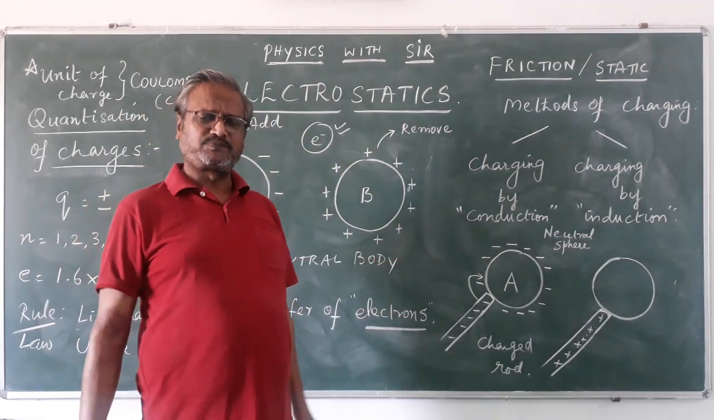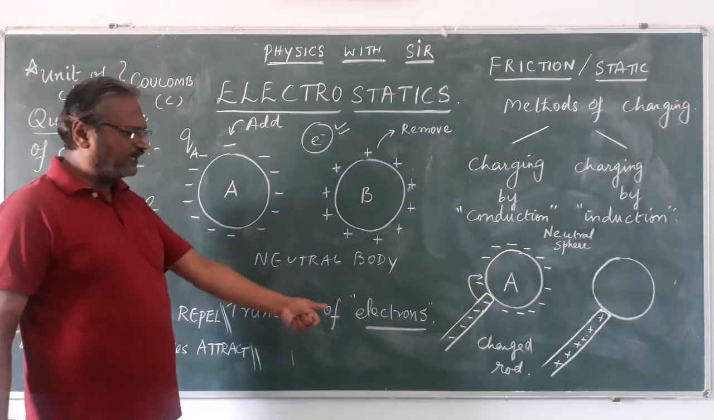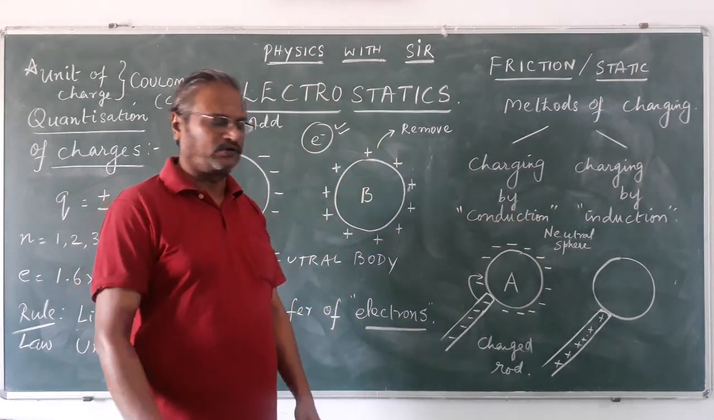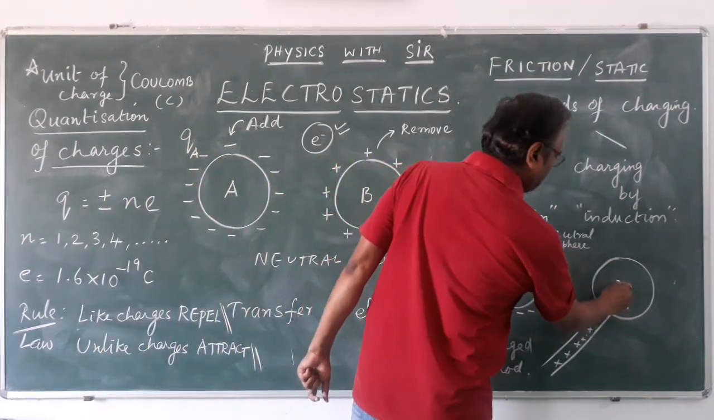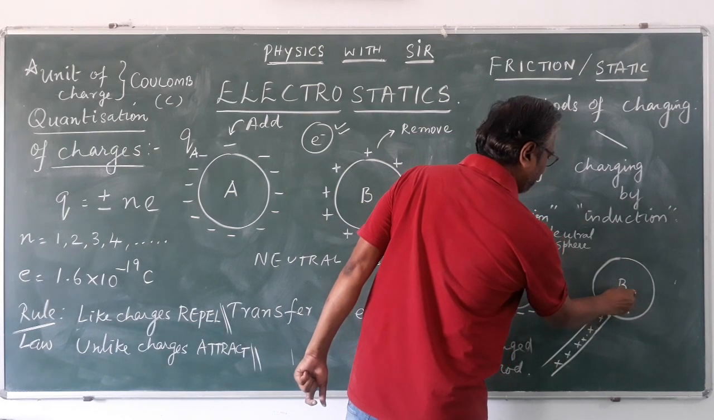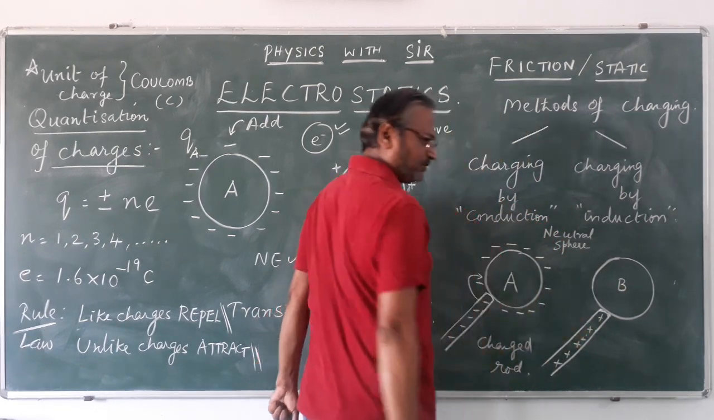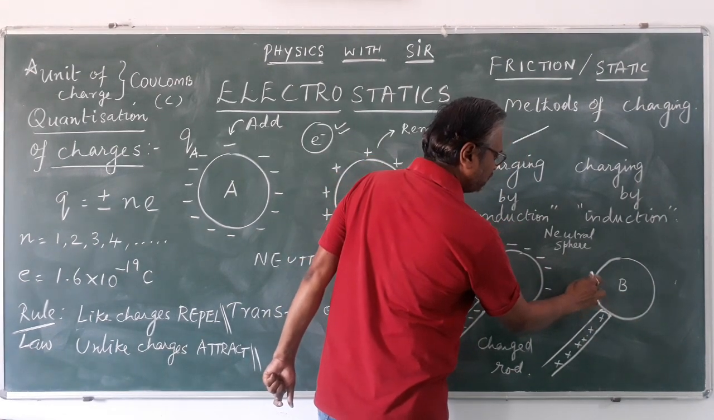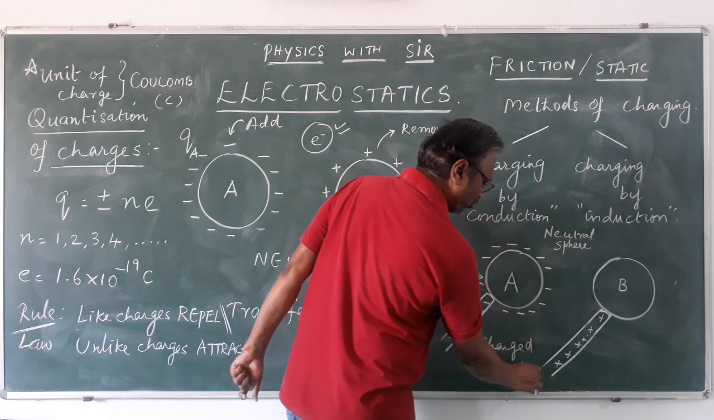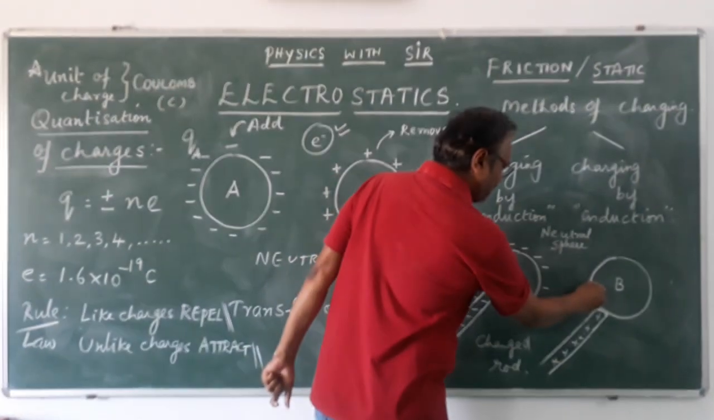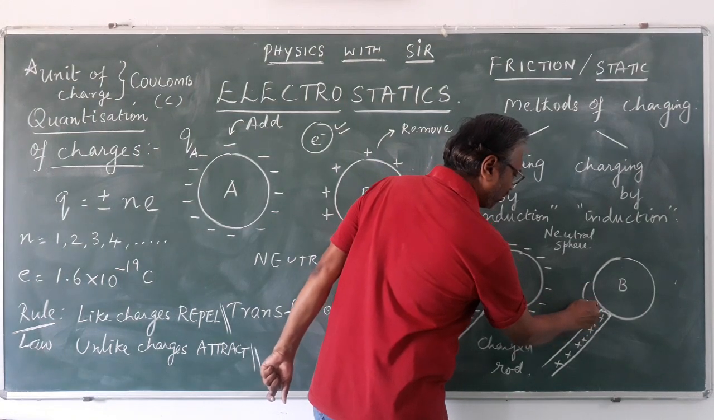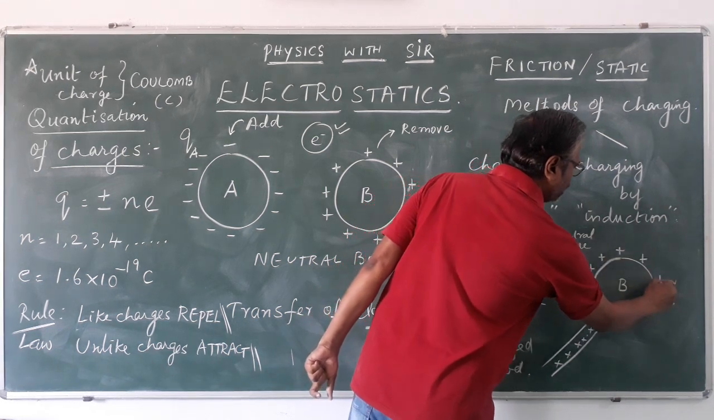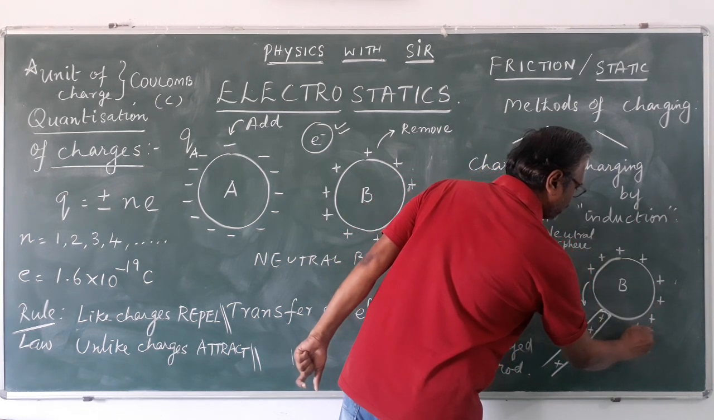Now what about positive? We always talk about transfer of electrons, so a positive charge cannot transfer. In the case of the neutral sphere B, since the positive rod is here and this body is neutral, the electrons will jump from the sphere to the rod. When the electrons jump from the sphere to the rod, the sphere loses electrons and becomes positively charged.